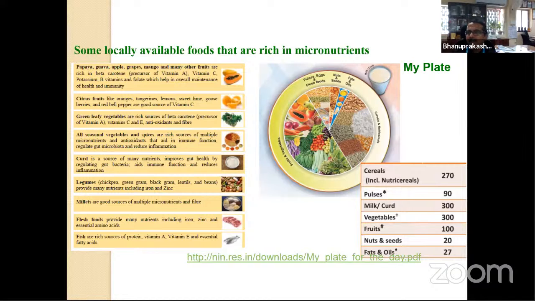NIN recommends about 400 grams of vegetables and fruits. In our survey, none of us are meeting even 100 grams. How can we increase the awareness and reduce our health-related problems? This is the importance of the science.